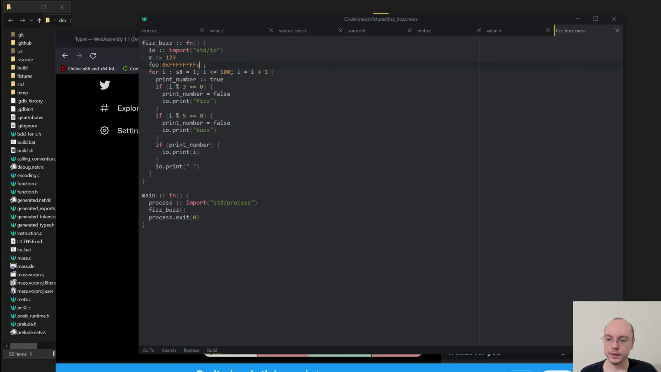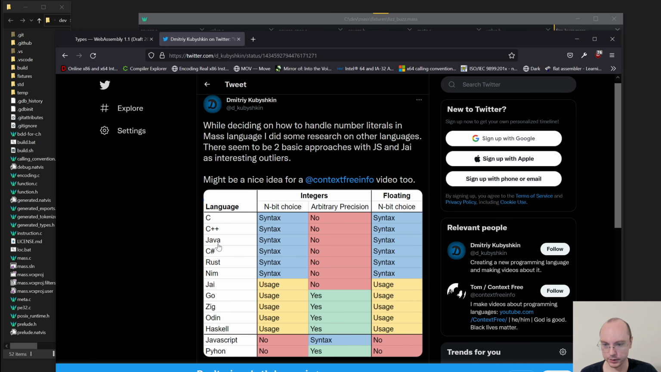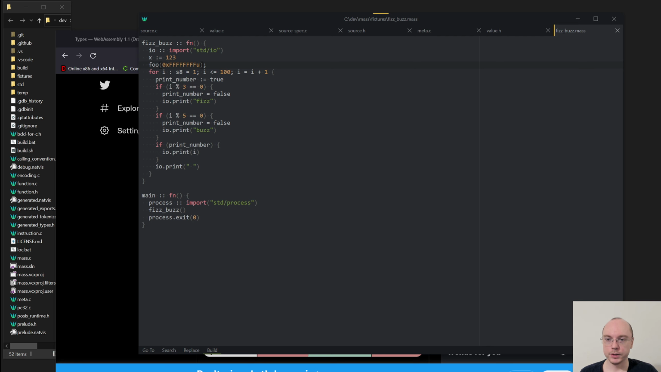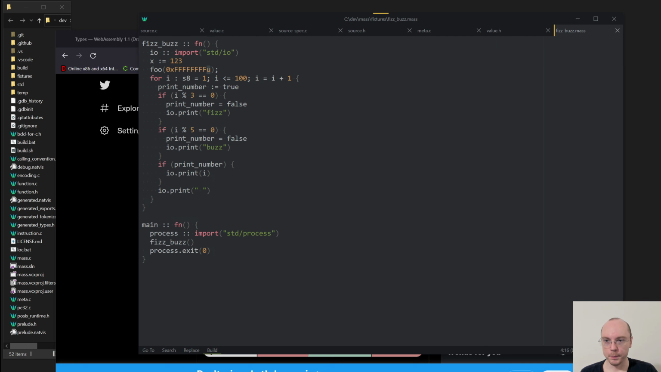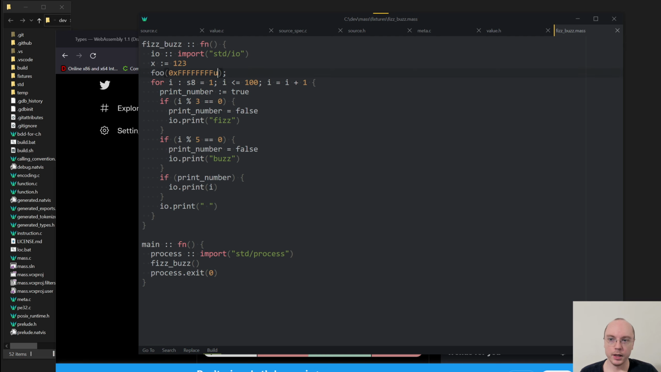So in languages such as C, Java, C#, Rust, and Nim, they all sort of opt in to allow you to add these kind of, let me actually zoom a bit, add these kind of suffixes to the number to specify what is the size and whether it is a signed or an unsigned number. This is how they deal with it. Okay.